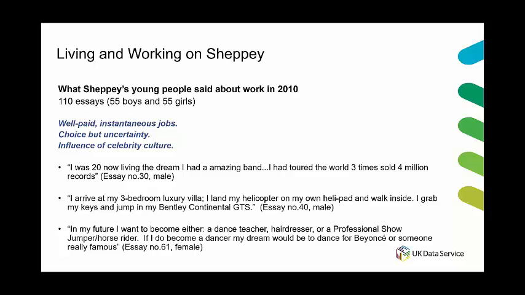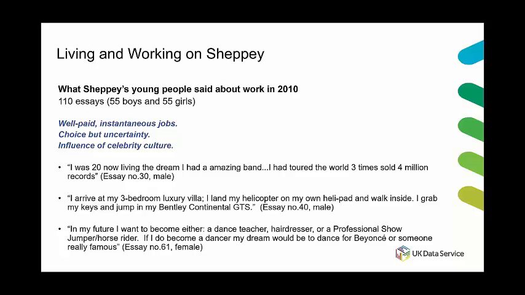So like the first collection, it asks school leavers on Sheppey to imagine their lives, and we get a very different story. So for Sheppey's young people in about 2010, we hear radically different themes. Again, a similar sort of sample size, 110 essays here, a bit more evenly split between boys and girls, and generally the themes that arose from the present day Sheppey students included stories about well-paid, instantaneous jobs, including signing a contract for football or singing. There was a lot of choice, but also a lot of uncertainty. And we also clearly see the influence of celebrity culture.